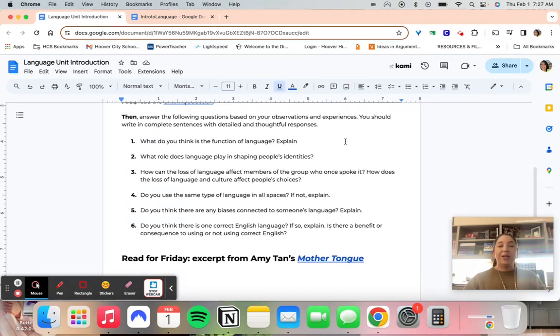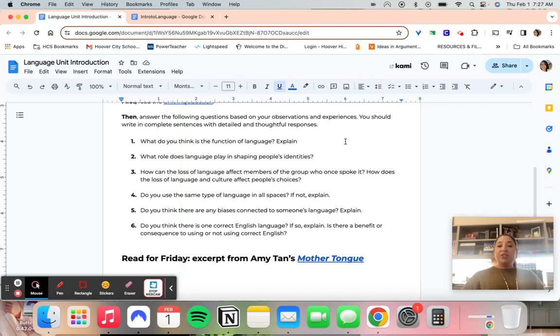Note that you should write in complete sentences with detailed and thoughtful responses, which means I do not want you to rush through it. I'm not going to tell you how long each answer needs to be, but it needs to be long enough that one, you feel like you have answered it effectively, but two, I walk away from it understanding what you mean, showing that you've put some thought into it. I don't need a paragraph for each one, but it might be a couple of sentences.